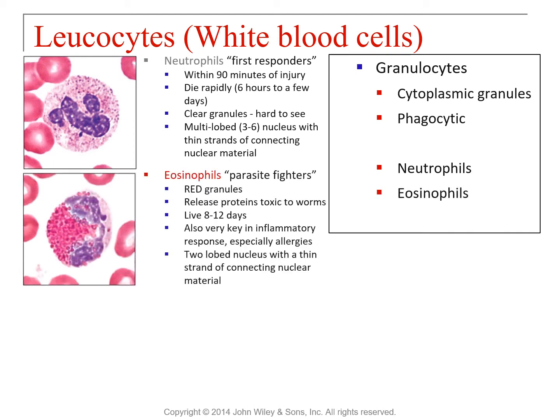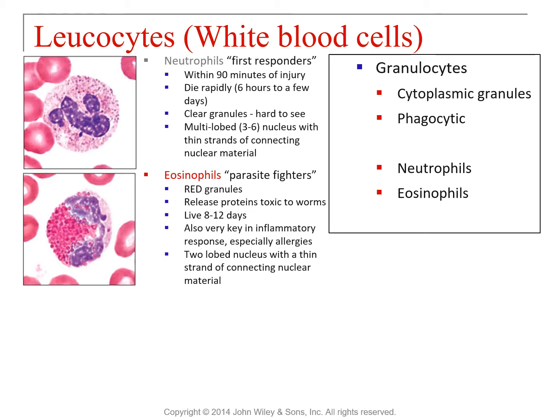Eosinophils are parasite fighters, and they have red granules. If you were to see one under a slide, the granules look about the same color as the red blood cells that surround them. Their main function is fighting worms. They release proteins that are toxic to worms, and they swarm them when they get into the bloodstream. Eosinophils live about 8 to 12 days, and they're also really key in an inflammatory response, especially allergies.